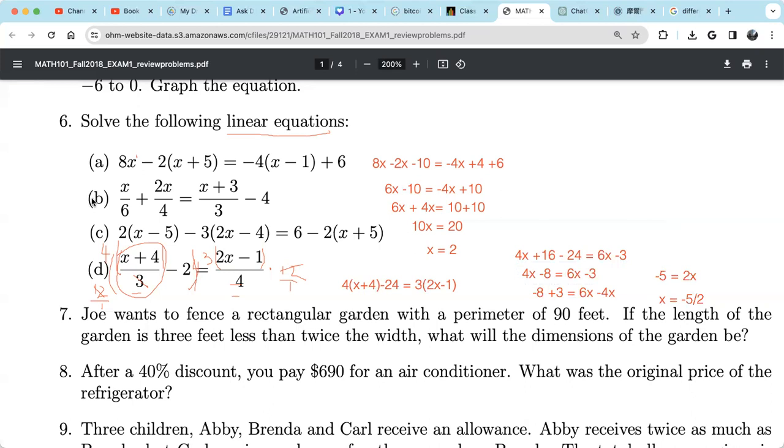Okay, so I'm not going to do B and C. B is very similar to D. C is similar to A. Okay, so let me finish this. Let me take a little break, and then I'll keep going for the rest of the review.